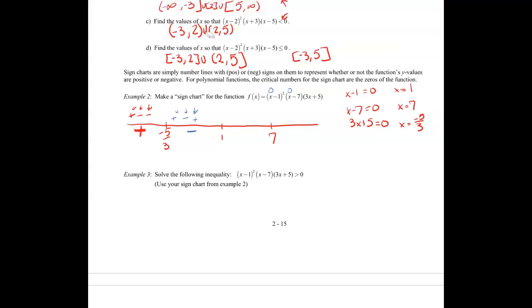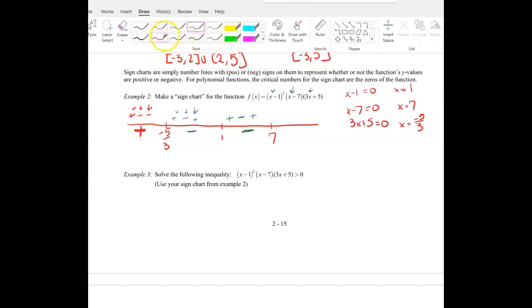My next piece, I'm going to plug in numbers in between 1 and 7. So for example, 2. So if I plug in 2 into here, that'll get me a positive. And then if I plug in 2 there, I'm going to get a negative. And then if I plug in 2 here, I'm going to get a positive. Which means that overall, this piece is also going to be negative.